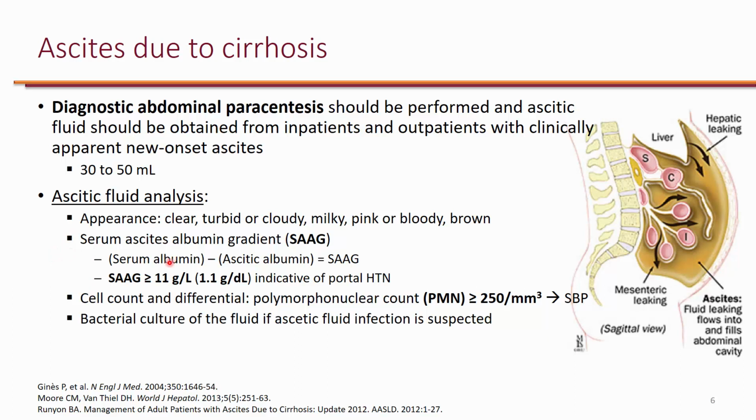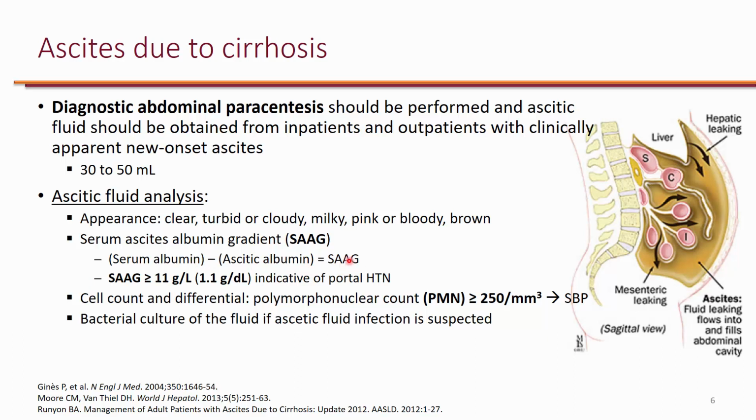Of particular importance is the serum ascites albumin gradient. Once you get that fluid and send it to the lab, they will tell you how much albumin is in the fluid. You can also check the albumin in the serum. Normal serum albumin is about 3.5, which will be lower in this patient. So whatever this patient's serum albumin is, you subtract whatever albumin is in the ascitic fluid, and the difference will be the SAAG, or serum ascites albumin gradient.